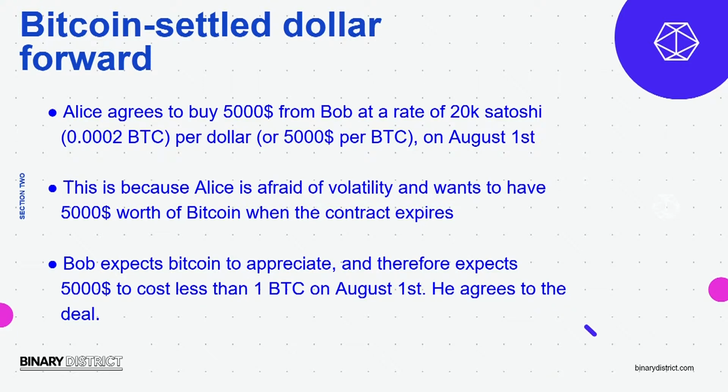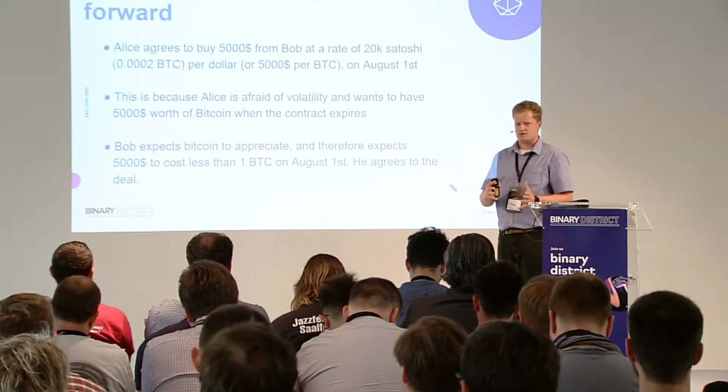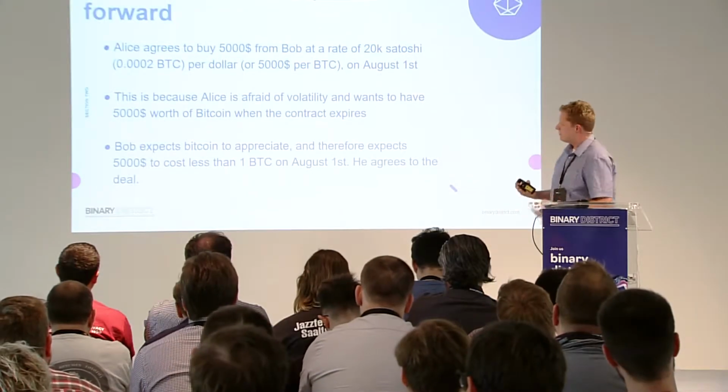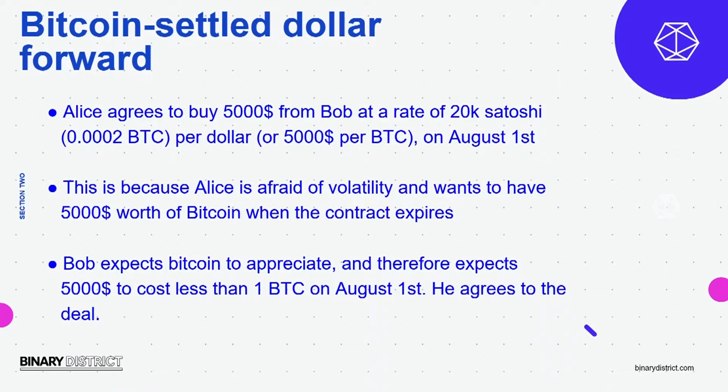You actually already have this for Bitcoin, which is futures contracts. So you can say that you want to buy a Bitcoin for $5,000 a month from now, and you hope that it will appreciate and you can still buy it for $5,000. In this case, it's reversed. So the dollar is actually the asset and a Bitcoin is the currency that it's denominated in. So Alice agrees to buy $5,000 from Bob at a rate of 20k Satoshi per dollar, which comes down to $5,000 per Bitcoin on August 1st. So that's a date in the future.